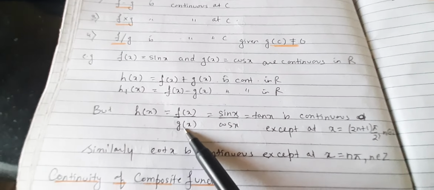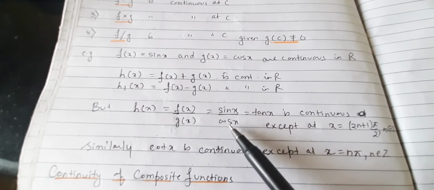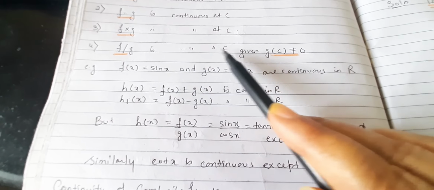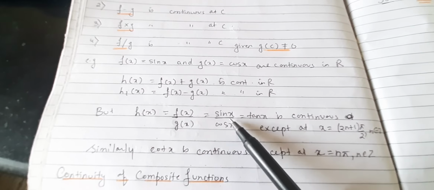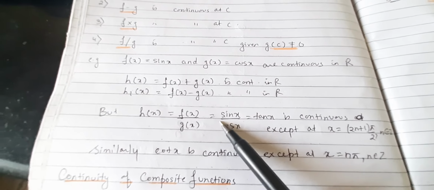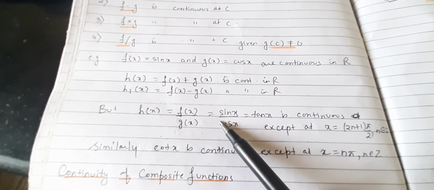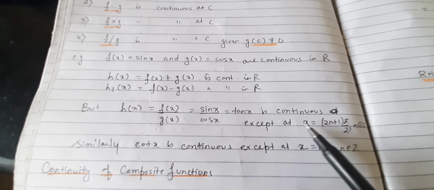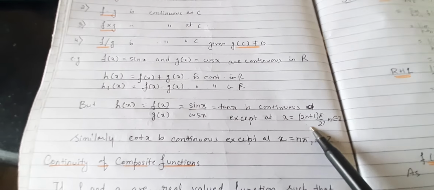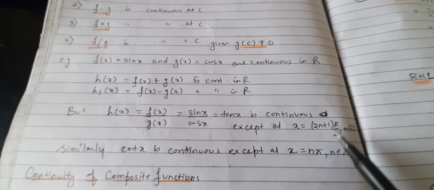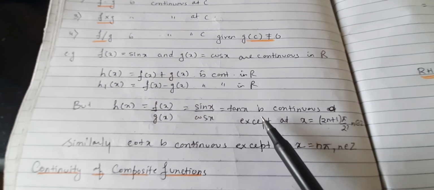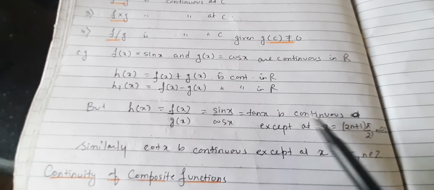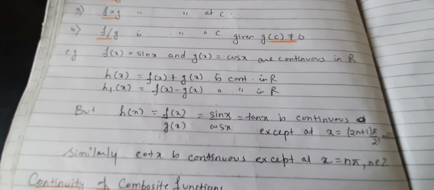If f(x) is divided by g(x), that means sin x by cos x. Now cos x should not be equal to 0. I told you f by g is continuous at C given g(C) is not equal to 0. So when is cos x 0? At odd multiples of pi by 2. So except at those points it will be continuous. So tan x is continuous except at x equal to odd multiples of pi by 2, that is x equal to (2n plus 1) pi by 2, n belongs to Z, the set of integers. So here tan x is continuous except at the odd multiples of pi by 2.